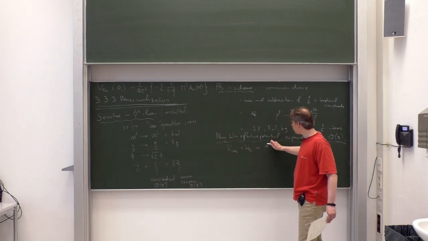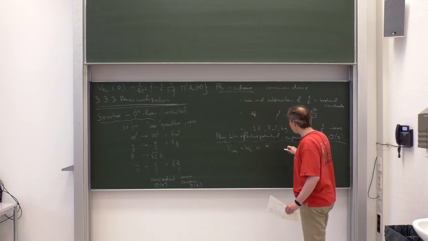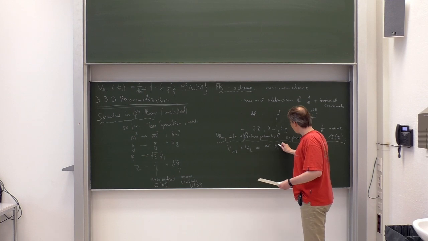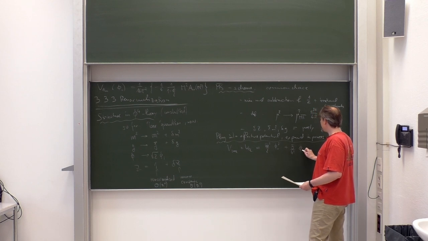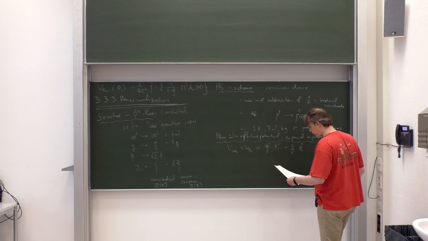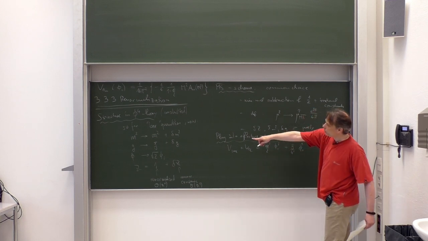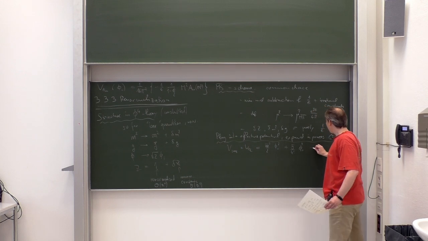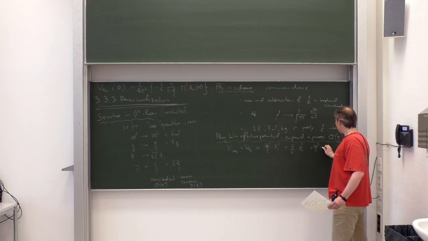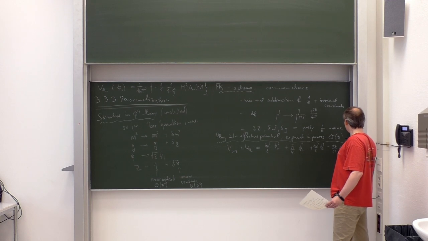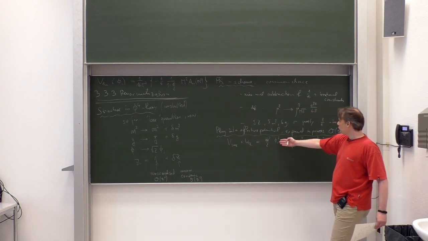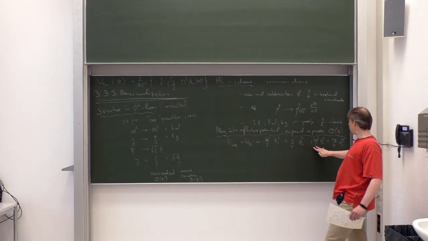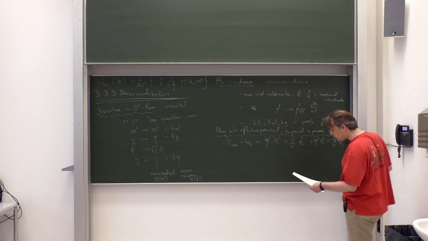And then the tree level potential is now m bar square times phi 0 square over 2 plus g bar divided by 4 factorial times phi 0 to the fourth. Then we apply the renormalization transformation plus delta m square over 2 times phi 0 square plus delta g divided by 4 factorial times phi 0 to the fourth power. And then you see I separated it in such a way that here we have tree-level quantities and here we have one-loop quantities in terms of the renormalization constants.